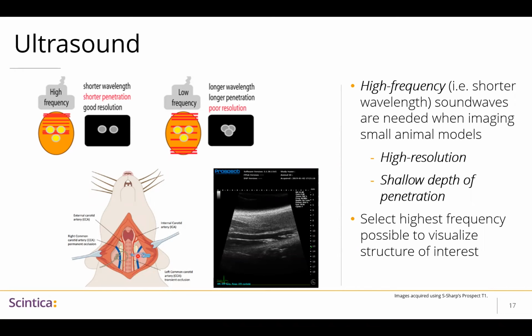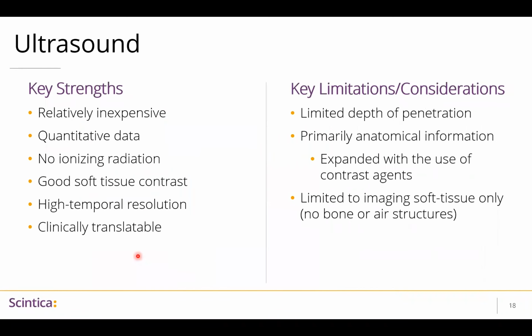So when we're talking about ultrasound, it's most important to keep in mind your imaging target and how deep it is so that you can select the highest frequency possible that still allows you the penetration to be able to see your target of interest. So the key strengths, ultrasound is typically relatively inexpensive. You can get quantifiable data. There's no ionizing radiation. We can see most of the soft tissues, and there's high temporal resolution. And of course, it's clinically translatable. We need to consider the frequency of the sound, the resolution needed, and the depth of penetration that would be required.